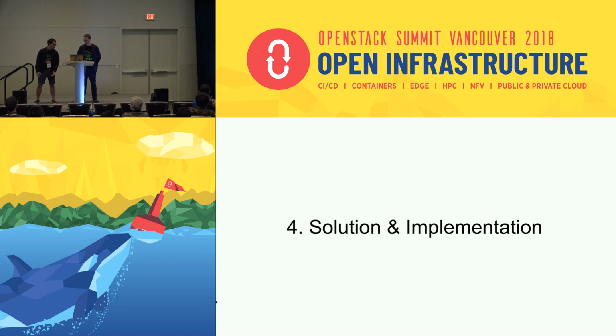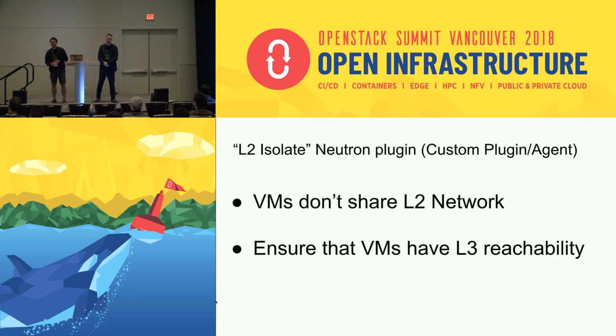So up to here, we explained why we used a Clos network and why we needed the custom plugin. From here, we are moving closer to the OpenStack side and talking in more detail about the custom plugin. We call our custom Neutron plugin the L2 isolate plugin. This plugin provides a new type of network. Under this new type of network, none of the end devices share an L2 network at all, but all end devices are ensured to have L2 connectivity between VMs.